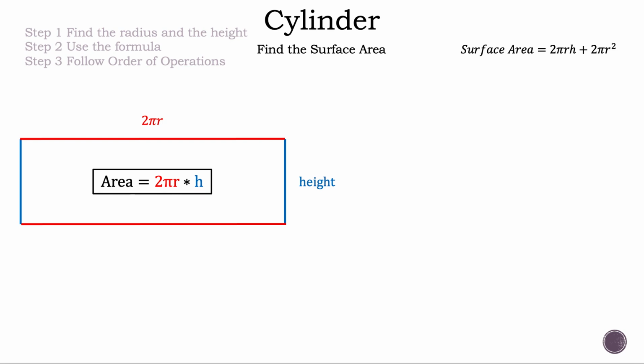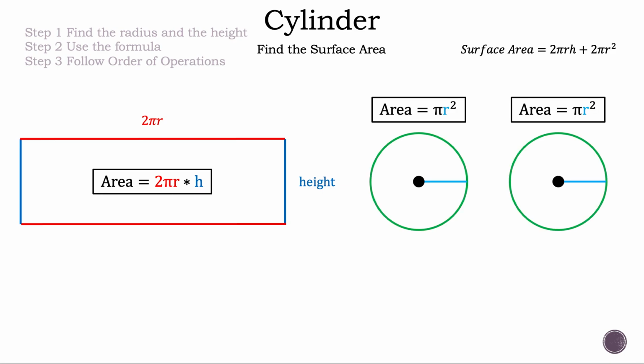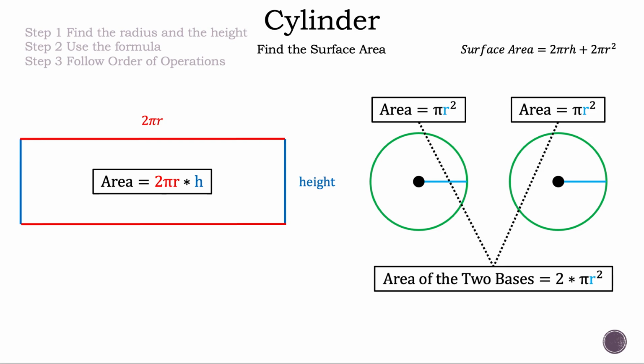And remember, the formula for the area of a rectangle is length times width. In this case, our length is 2 pi r and our width is our height. So the area of this rectangle is 2 pi r times h. Now we're going to talk about our two circles, or our two bases, where the circle area formula is pi r squared. And now we have to combine our two circles because we need to find the total surface area for our bases, and that is 2 times pi r squared.